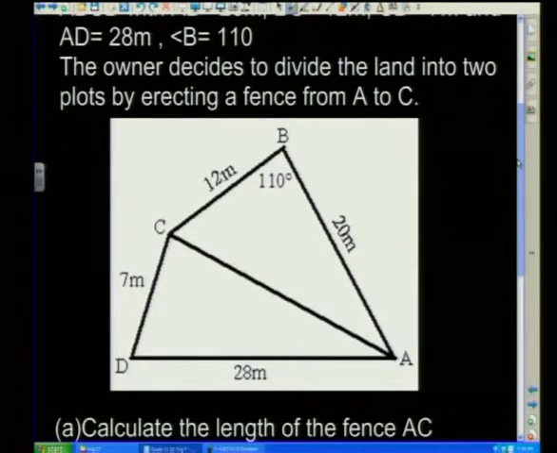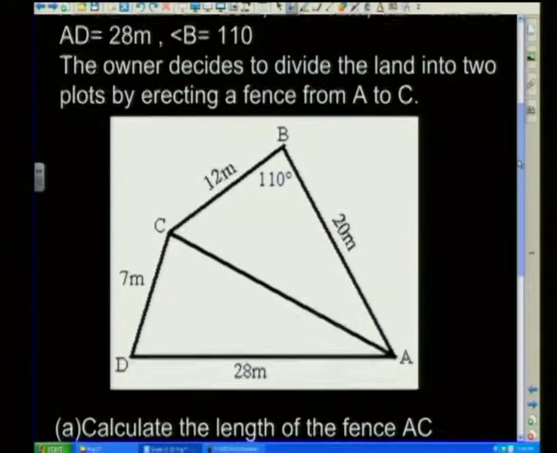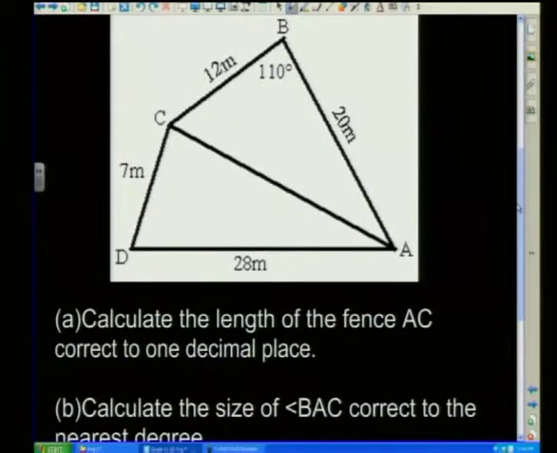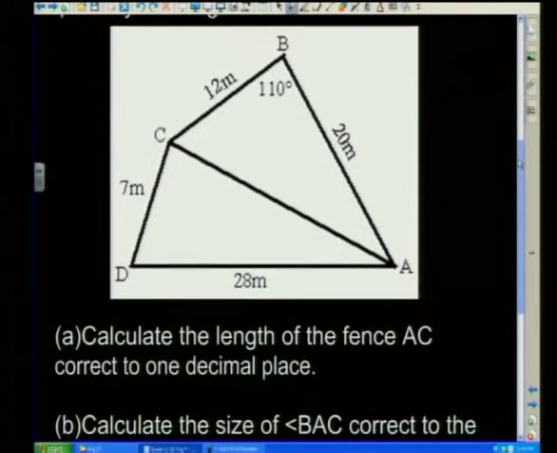The owner decides to divide the land into two plots by erecting a fence from A to C. So our fence is A to C, and we've got this now divided into two triangles. Because remember, if we're dealing with trig, trying to solve for sides and angles, we're always going to have to divide things into triangles. You have to. Those are the only rules that we know to work out the lengths of sides. So we've divided this into triangles ABC and triangle ACD.